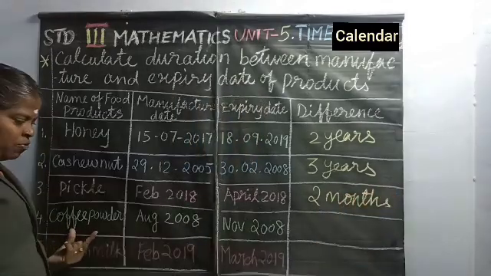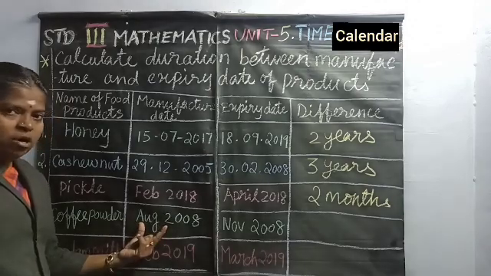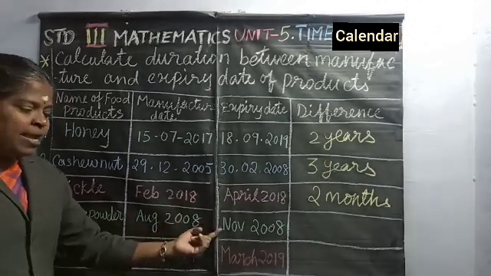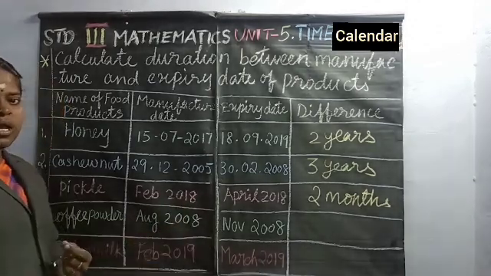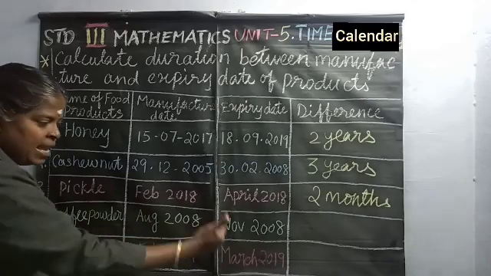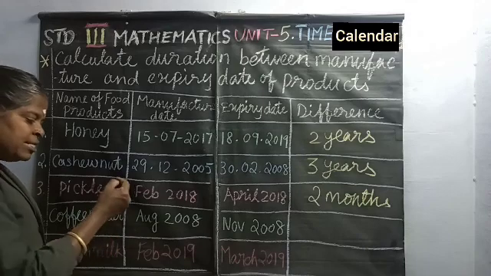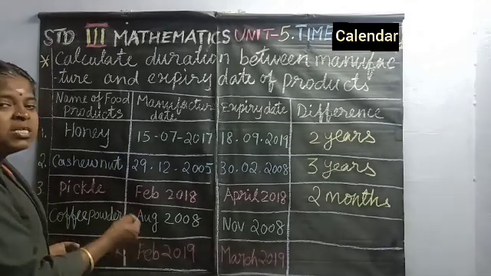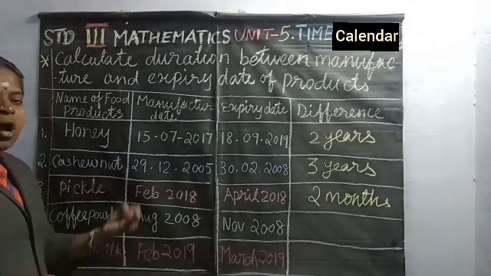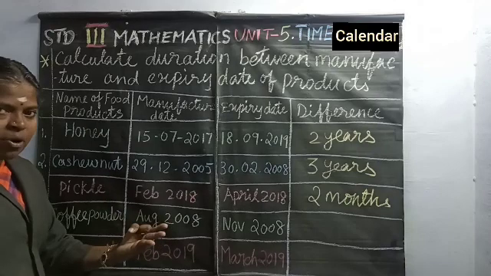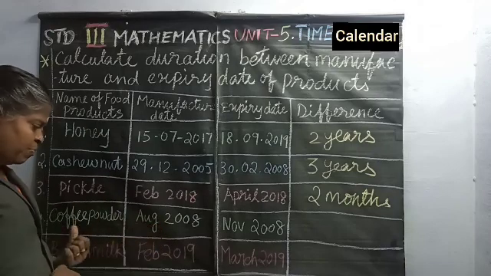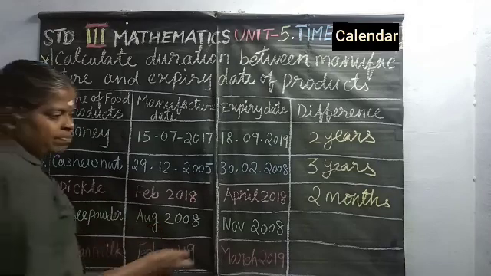Next, coffee powder. Manufacture date is August 2008. Expiry date is November 2008. So here the year is the same, so we have to calculate the difference in months. What is the next month of August? September, October, November. So we can use this coffee powder for 3 months.